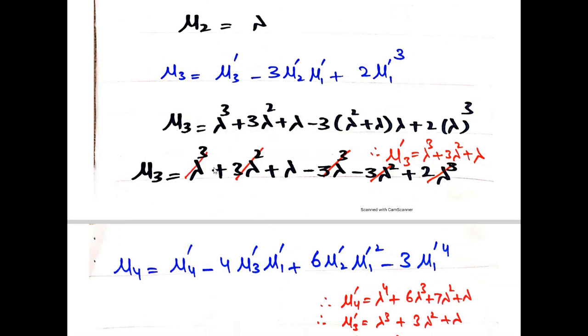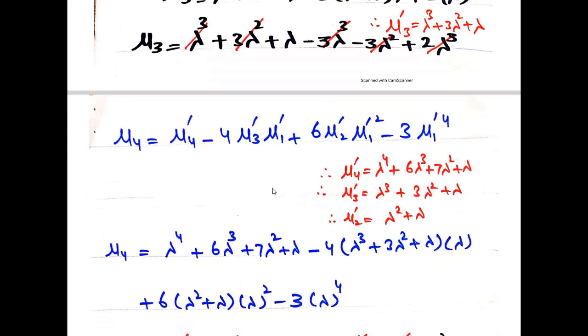This lambda^3 cancels with this minus 3, plus 2 lambda^3, plus 1 lambda^3. This is equal to plus 3 lambda^3. Cut this with this minus 3 lambda^3. And this plus 3 lambda square cancels with this minus 3 lambda square. So the third moment about mean, mu3, is equal to lambda.